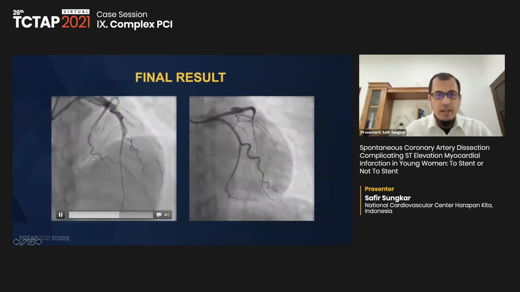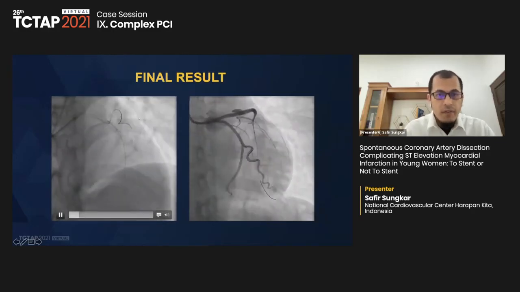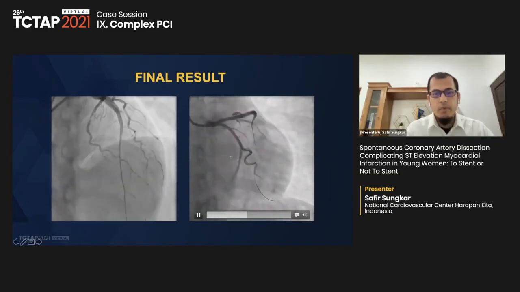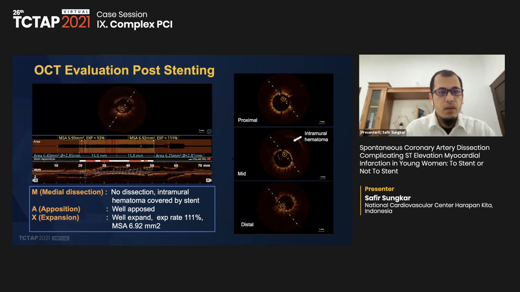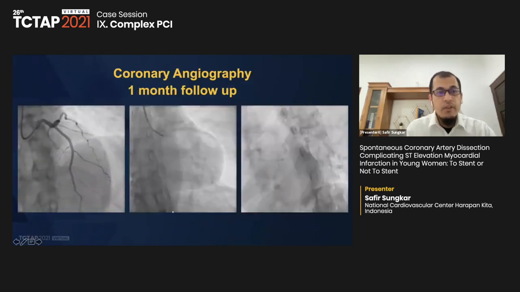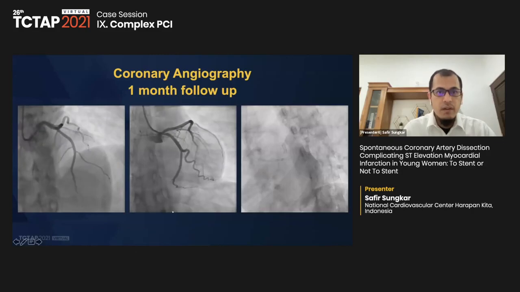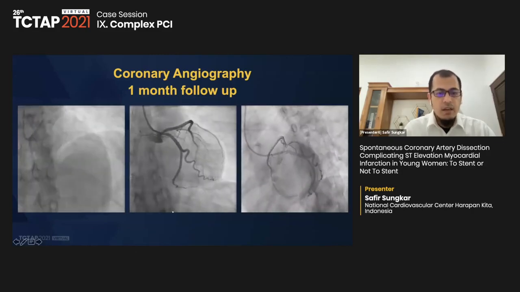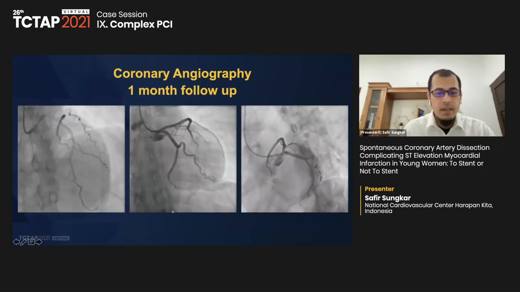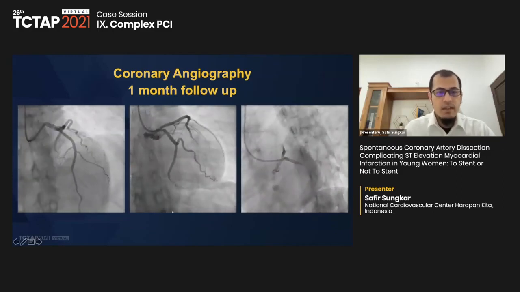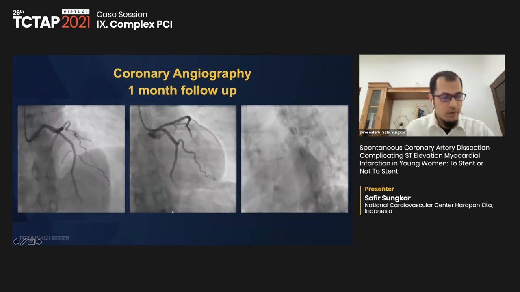And this is the final result. We can appreciate that the intramural hematoma is still present. However, the flow to the distal LAD has improved. We performed OCT post-stenting. We found a well-apposed and well-expanded stent from the proximal, mid to distal part of the stent, no dissection, and the intramural hematoma fully covered by the stent. We evaluated this patient 1 month later. From the coronary angiography, we can appreciate the intramural hematoma completely healed with good distal flow, and the stent placed well, with no complications angiographically.